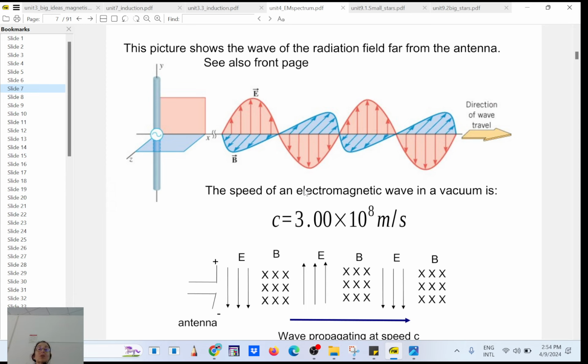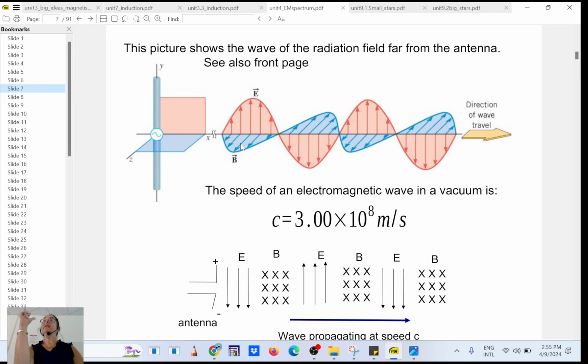Okay? So what is an electromagnetic wave? Okay, it has 2 components, an electric field that is changing and a magnetic field that is changing. Both of them are perpendicular to each other. So you take your right hand again, and there is a question on that on the final.